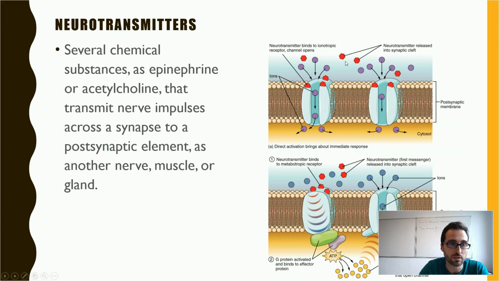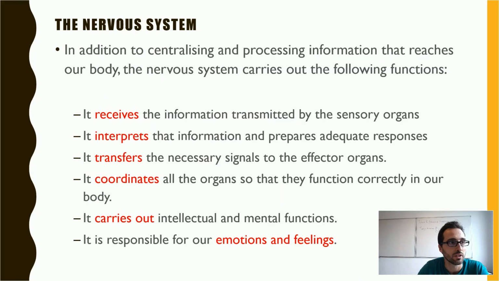So these are the neurotransmitters, and these are the specific locks, the specific receptors for them, and they are involved in the transmission. You don't have to know everything else. This is enough.